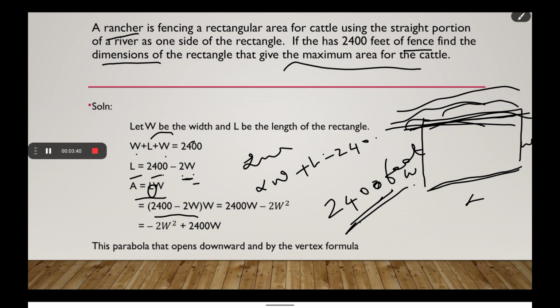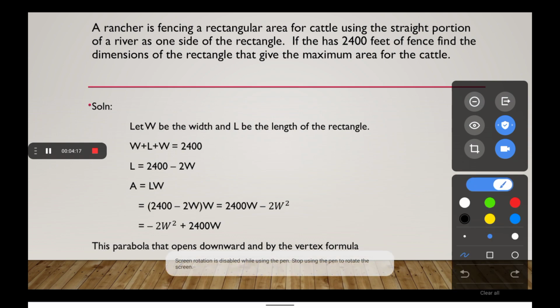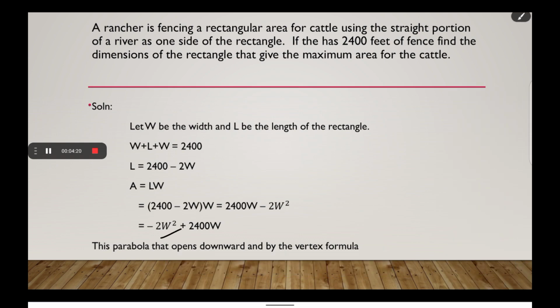Then we write W here and substitute, multiplying W with 2,400 minus 2W. We get 2,400W minus 2W square. This is the substitution. Solving the equation, we get minus 2W square plus 2,400W. This is a quadratic equation because the highest order degree is 2.